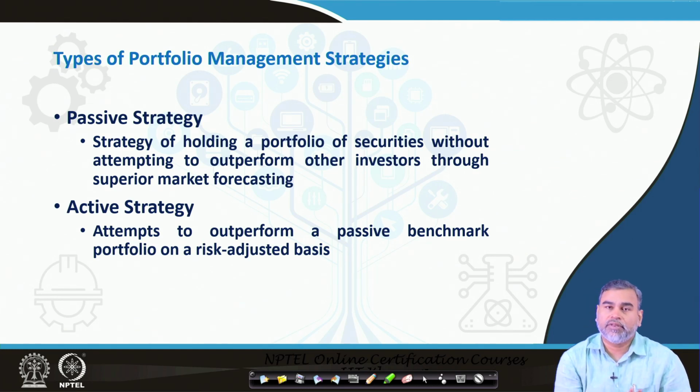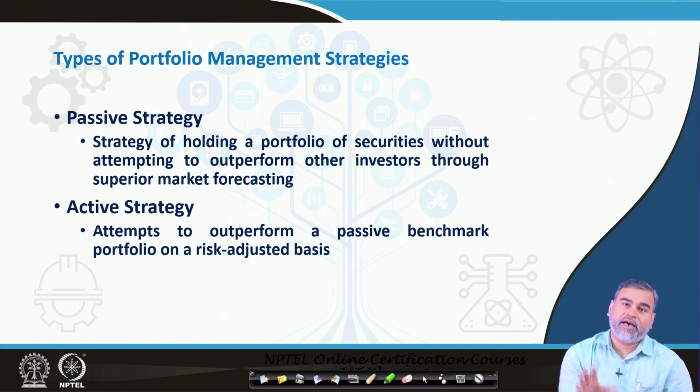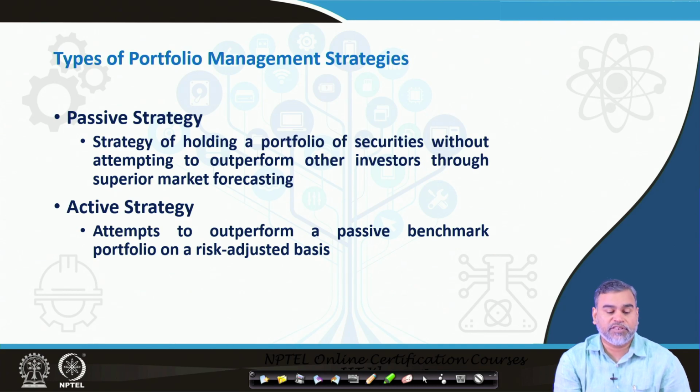So, that is why they are not very aggressive in nature, or they are not basically going for any kind of techniques which is going to get them more return in the market, or they are relatively less risky in nature. So, the passive strategy is relatively less risky, and whenever you go for the active strategy, they are relatively high risk strategies. So, in that case, for every aspect, their attempt is to outperform the passive benchmark portfolio on the risk adjusted basis.